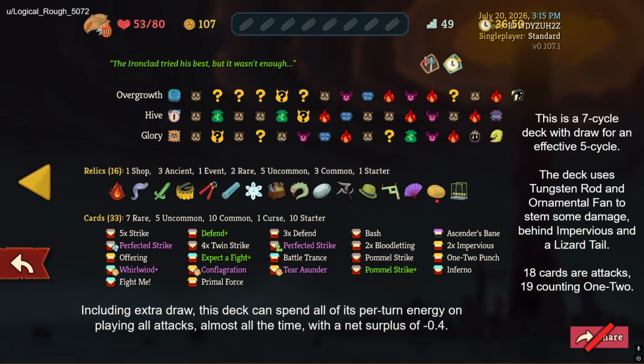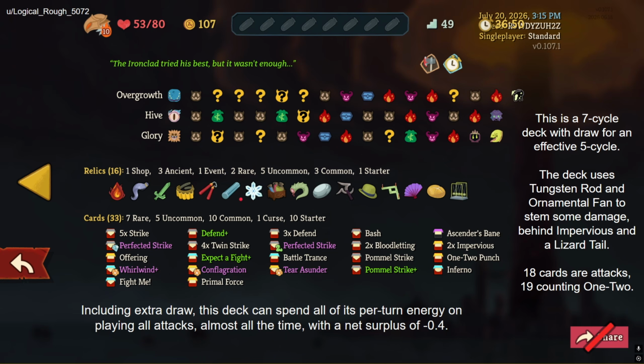So all of the defensive capacity of this deck is baked into the potions, baked into the Tungsten Rod and the Lizard Tail, and then the Ornamental Fan and the healing from the Pantograph. The deck has a lot of card draw over multiple Pommel Strikes, a Battle Trance, an Offering, the Pendulum, any extra card draw from the potions, if there are Swift potions, or if there are Snecko potions. And you can see here in 33 cards, 18 of these cards are attacks. It's very, very attack-centric. 19 if we count 1-2 punch.